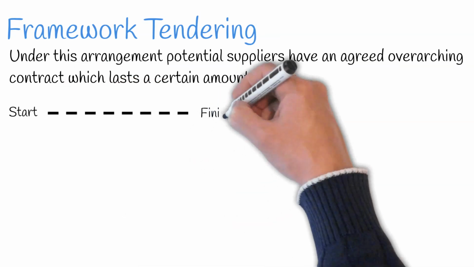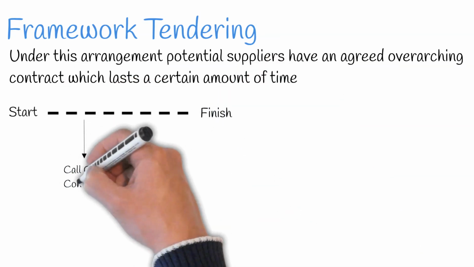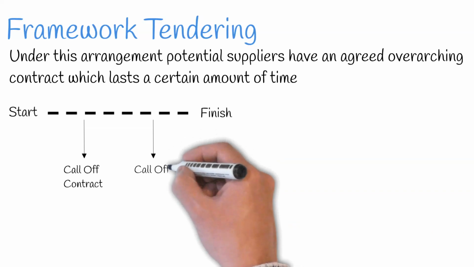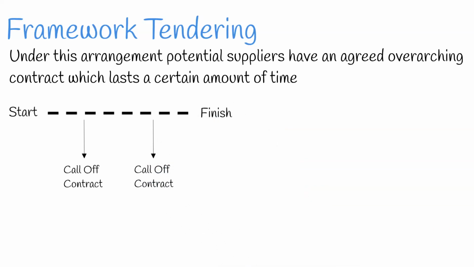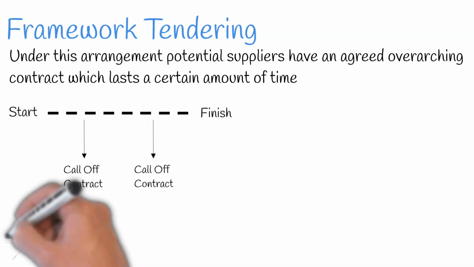Framework tendering. Under this arrangement, potential suppliers have an agreed overarching contract which lasts a certain amount of time. During this time frame, a client may wish to utilise their services for specific projects which they will procure under a call of contract. The advantage to this is that time is saved during the procurement process for each project.